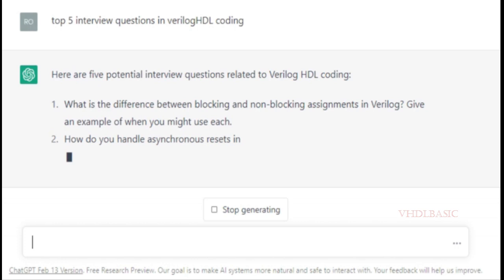So how do they differ in the assign statement? In blocking, we use only the equal to symbol. In the case of non-blocking assignment, we use less than or equal to. For an example of each, I already have a blocking statement in Verilog and a non-blocking statement in Verilog HDL in my videos. I will put those two examples in this video description.